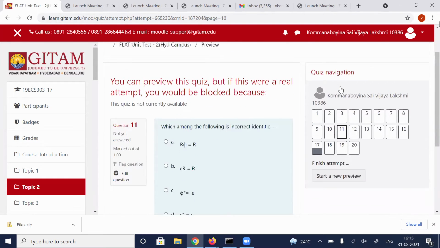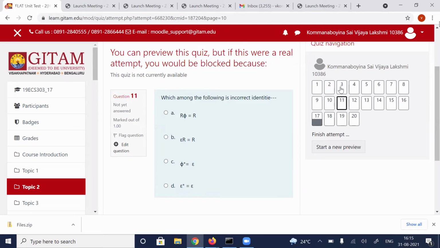Next, which among the following is an incorrect identity? Phi star is equal to epsilon. Epsilon star is equal to epsilon. R into phi is equal to phi, which means empty language, into this one is equal to regular language only. This is option B.